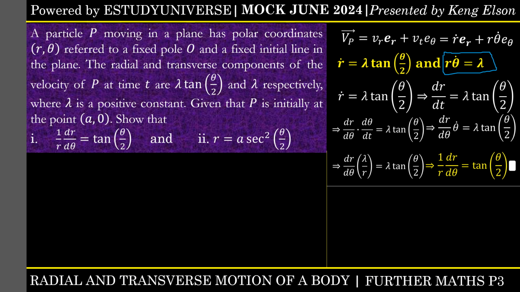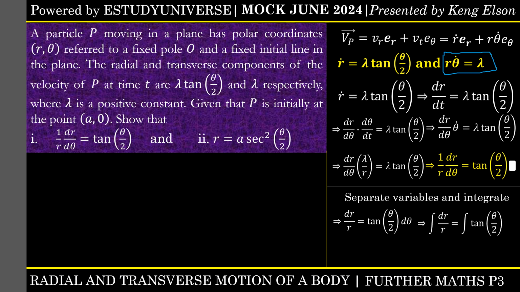Now the second part, we need to show that r is equal to a sec squared theta divided by 2. So from the previous question, we just have to separate variables and integrate, because that's a first order differential equation, okay, in terms of r and theta only. So having the dr, we just have to cross multiply with the d theta, so that d theta should meet everything that concerns it on the right hand side. So doing this, we can perfectly integrate both sides.